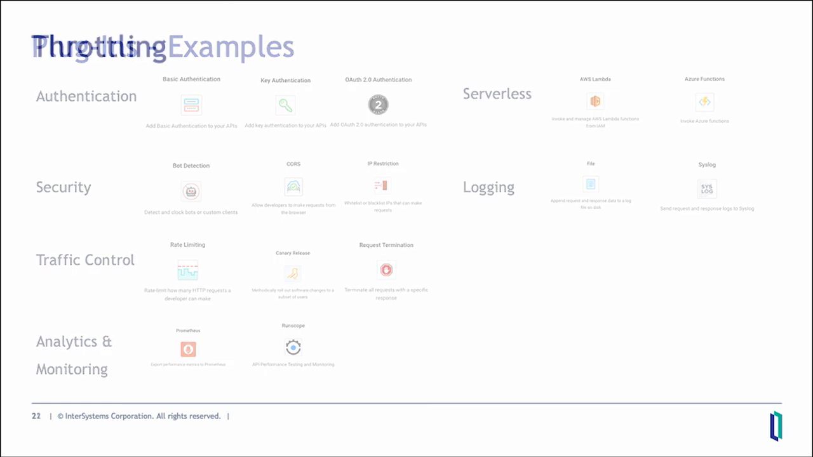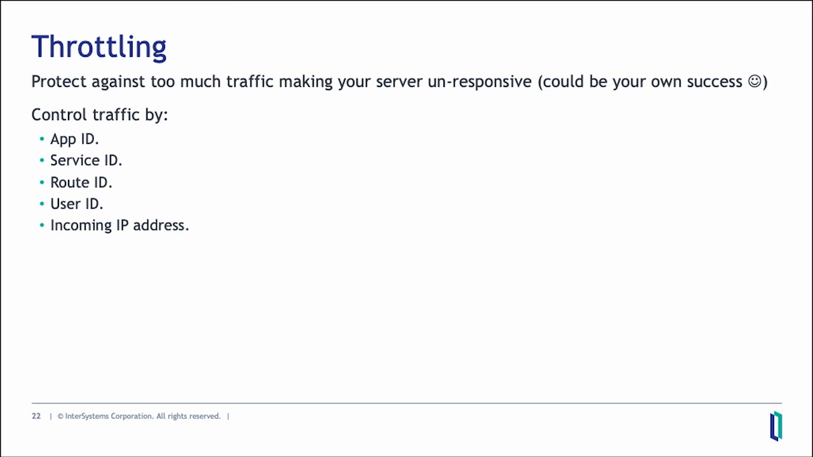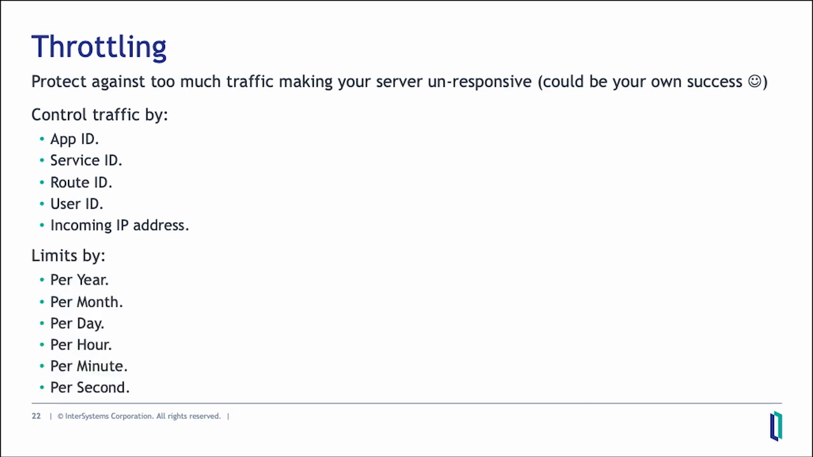Never got there. Let's look at throttling. So going back to the example of, we've got this great application, we've got some APIs that we want to expose, we don't want the system going unresponsive on us. And it could be because you've got a great application, people want to use it. So you can control traffic by a whole number of things, whether it's the application ID, because everything's given an ID in the system, the service that you're providing, the route, the user ID, IP addresses, and such like. You can limit in terms of how many calls you can make for each of those periods, year, month, week, day, minute, second, etc. Okay.